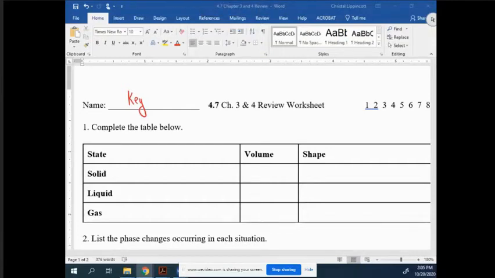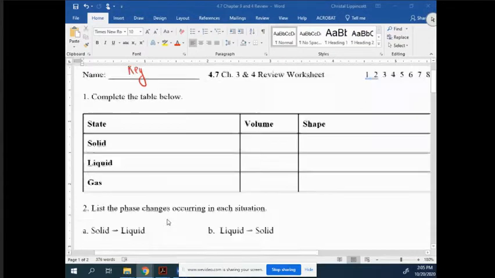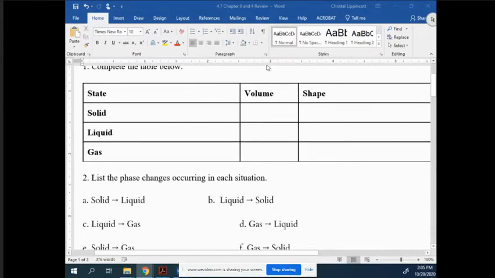Okay, welcome. We're going to discuss the chapter 3 and 4 chapter review here. The first thing that it talks about is states, and we have 3 states of matter that we talk about in this course: solid, liquid, and gas.